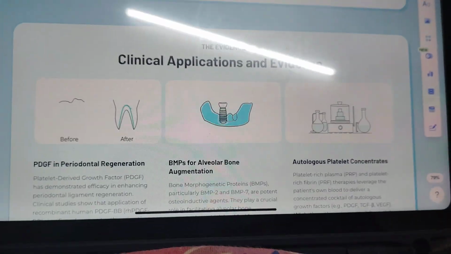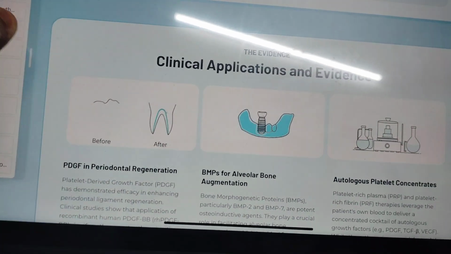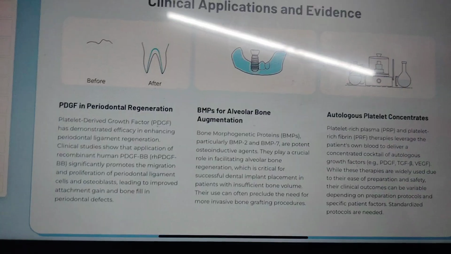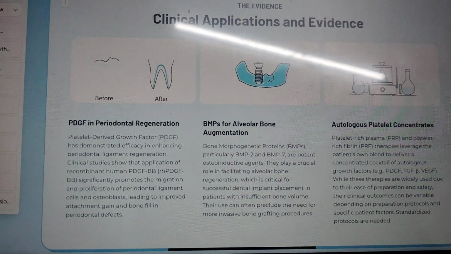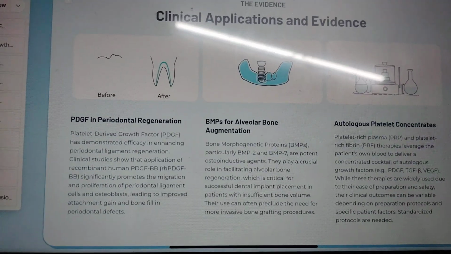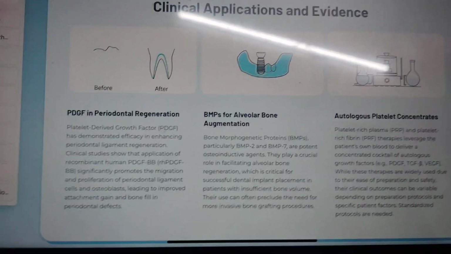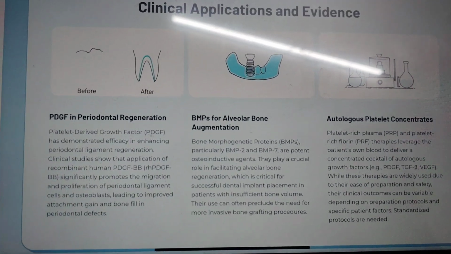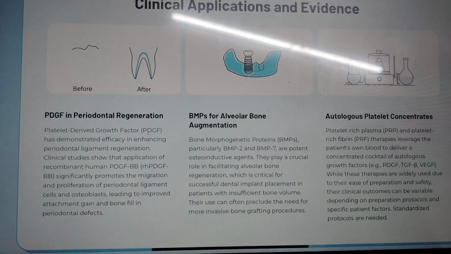Clinical applications and evidence. PDGF in periodontal regeneration. Platelet derived growth factor has demonstrated efficacy in enhancing periodontal ligament regeneration. Clinical studies show that the application of recombinant human PDGF-BB significantly promotes migration and proliferation of the periodontal ligament cells and osteoblasts, leading to improved attachment gain and bone fill in periodontal defects.